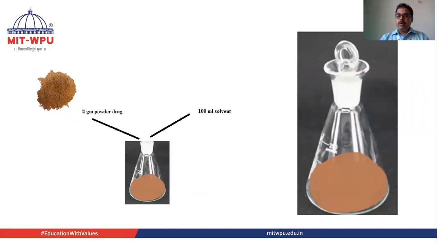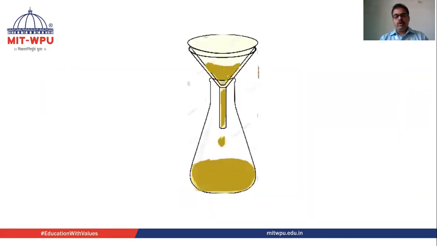We have to keep this assembly for 24 hours. For the initial 6 hours we have to stir and shake it frequently, and for the remaining 18 hours we keep it for the completion of the extraction process. After 24 hours, filter it. This is a funnel where we have placed the filter paper, and the extracted material is added here, and here we are getting the filtrate.